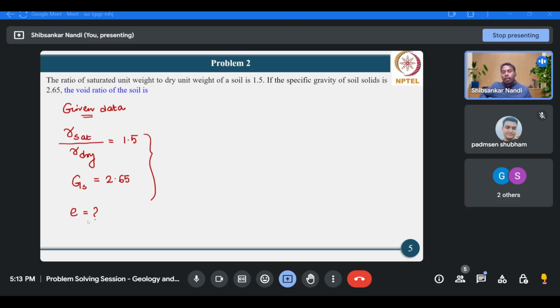So how we can determine the void ratio of the soil by utilizing these two data? Any idea?